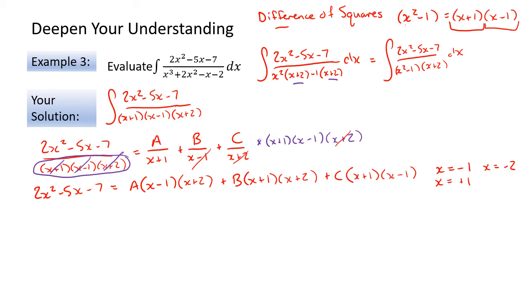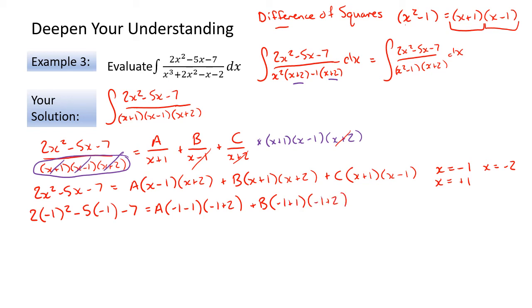If we do that, we get 2 times negative 1 squared minus 5 times negative 1 minus 7 is equal to a times negative 1 minus 1 times negative 1 plus 2, plus b times negative 1 plus 1 and negative 1 plus 2. You can see the negative 1 plus 1 here will cause this term to cancel.